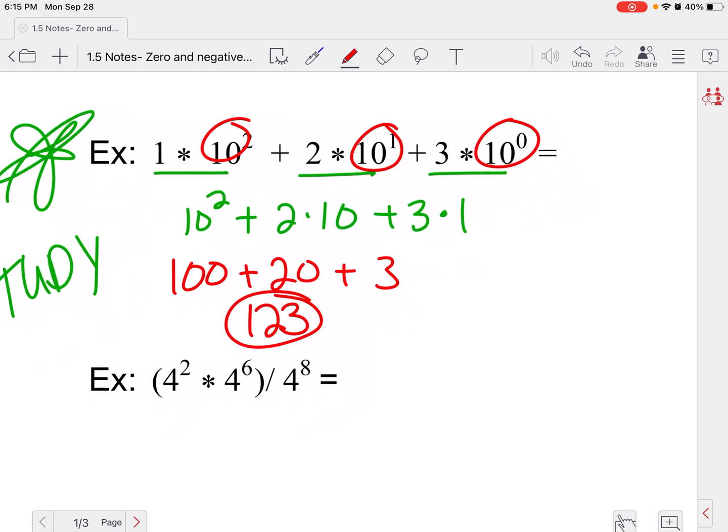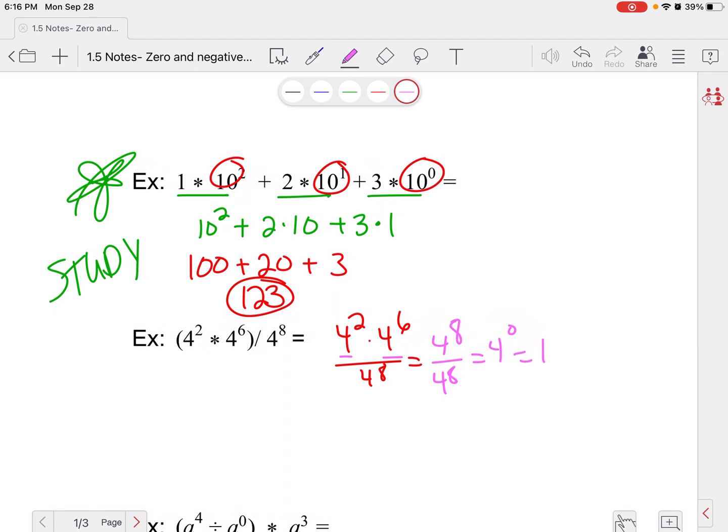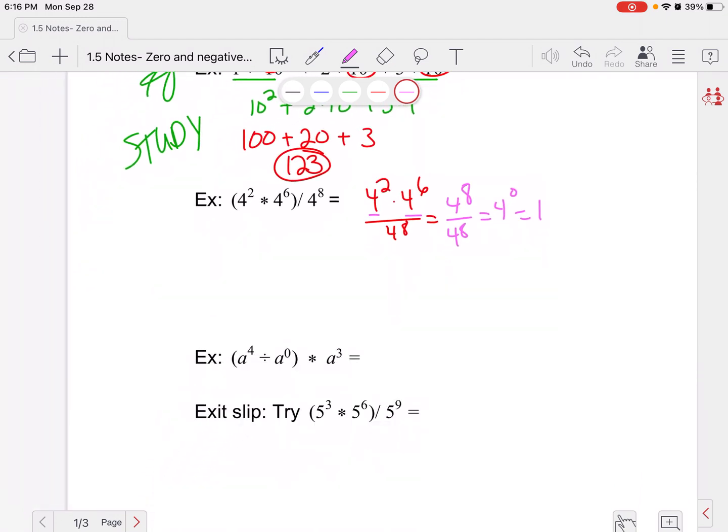Now this problem here, I'm just going to rewrite it. This is 4 squared times 4 to the 6th all over 4 to the 8th. So we're just combining some properties that we've been learning. So 4 squared times 4 to the 6th would be 4 to the 8th over 4 to the 8th. Which right here we know is 1, or we could say it's 4 to the 0, and we know that 4 to the 0 equals 1, and that's because 8 minus 8 is in fact 0, and anything to the 0 power is 1. Okay, so both of those examples use the fact that we get a 0 power answer, and we can go from there.